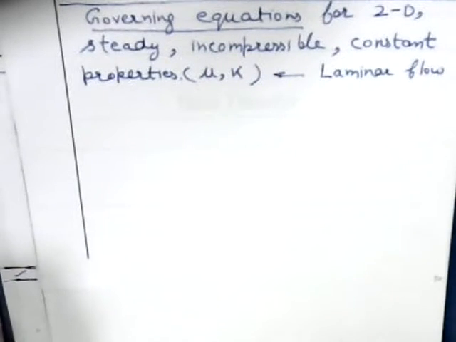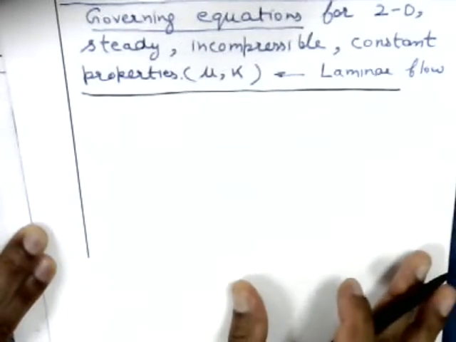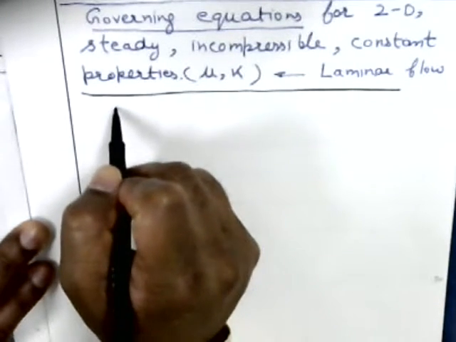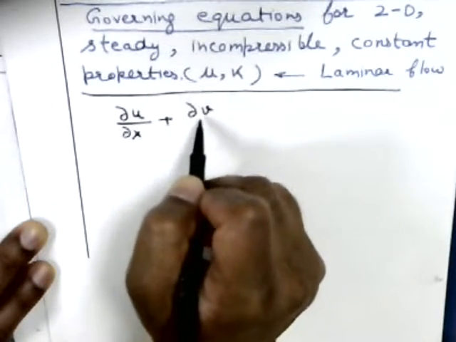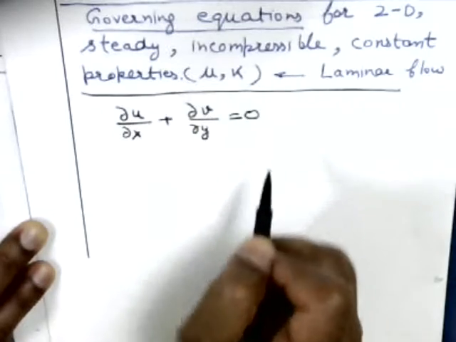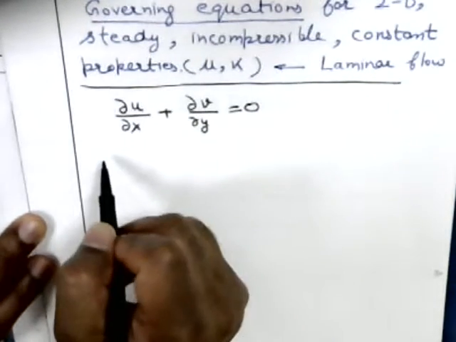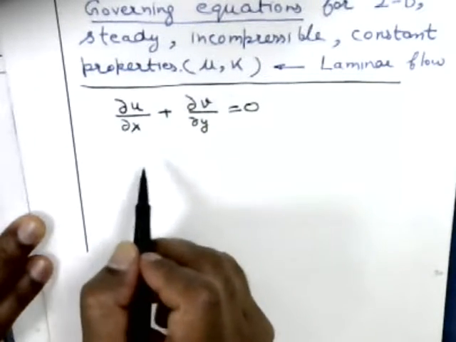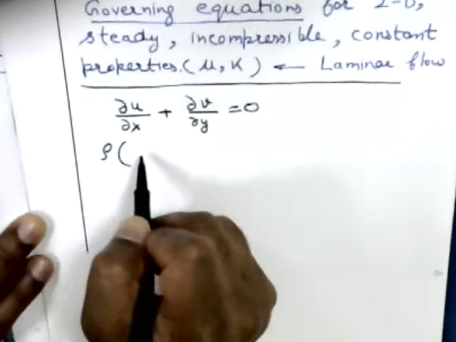For a differential control volume, some of these equations you are very familiar with from fluid mechanics, so I'm not going to derive those equations. Like the continuity equation, the conservation of mass, is del u del x plus del v del y is 0. Then the Navier-Stokes equations, you should know how to derive these. I'm not going to derive them right now, but you should know how to derive them, and also you must remember these equations.